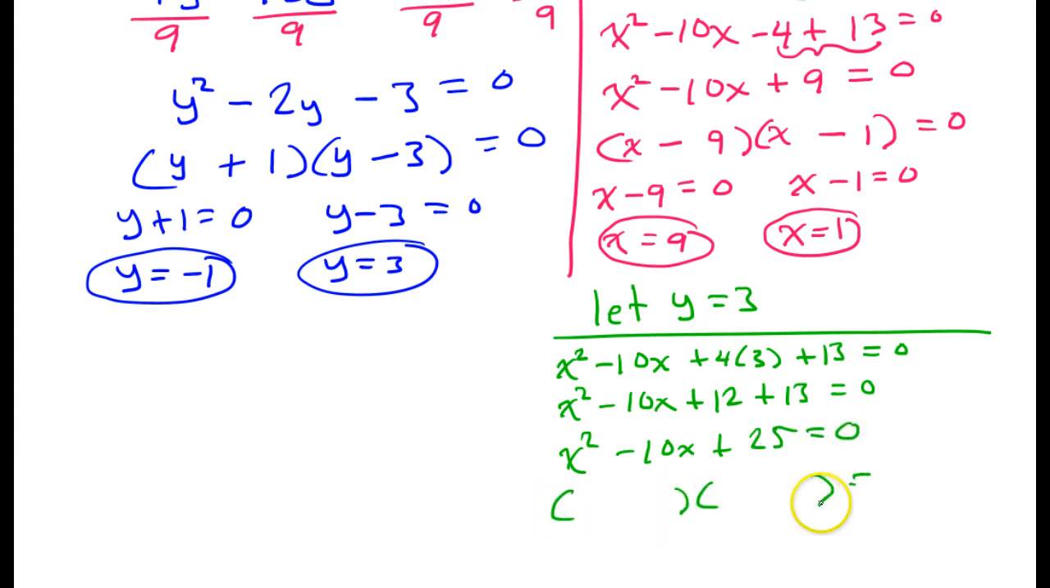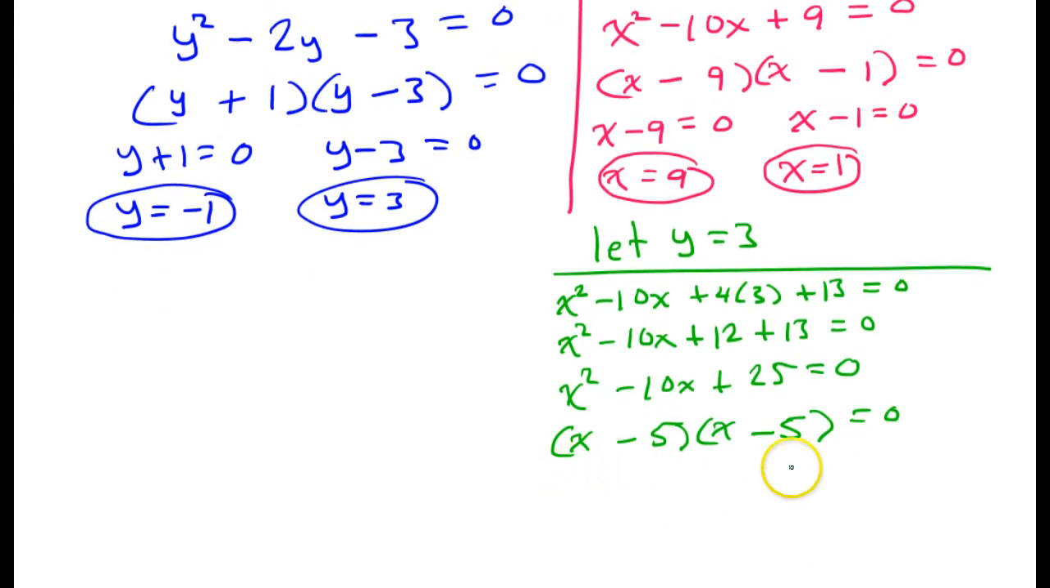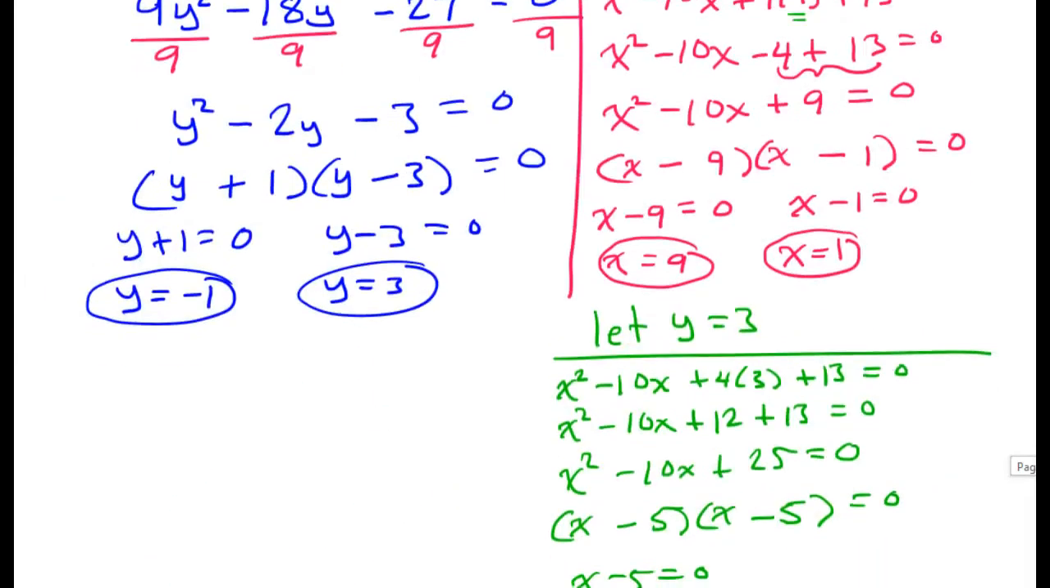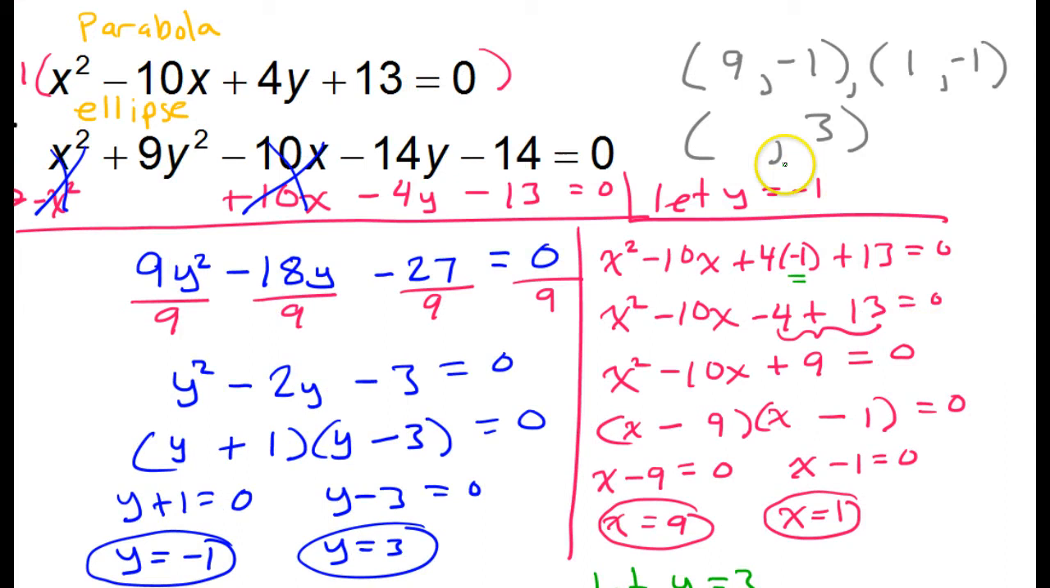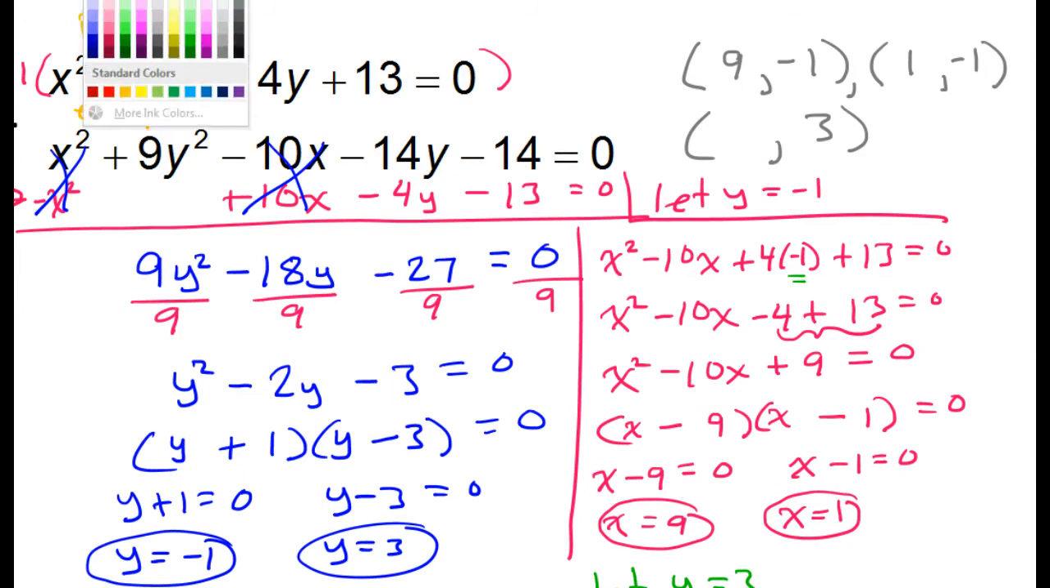This looks factorable. X squared is x times x. 25 could be 5 times 5. If I make them both negative, I'll get the -10 and the +25. So, setting these equal to 0, I'm going to have x minus 5 equals 0. Adding 5 to both sides, I have x equals 5. So, for a y value of 3, the x value is 5. Okay, so the x value is 5.